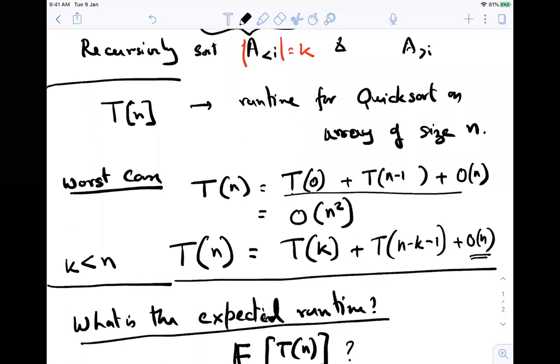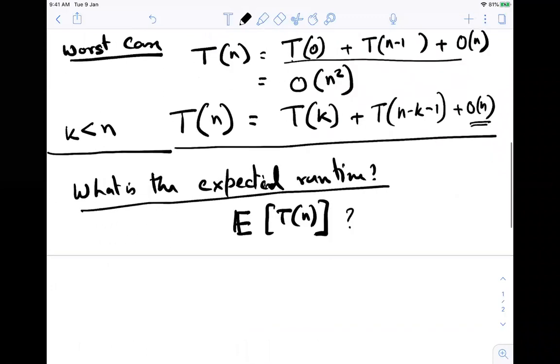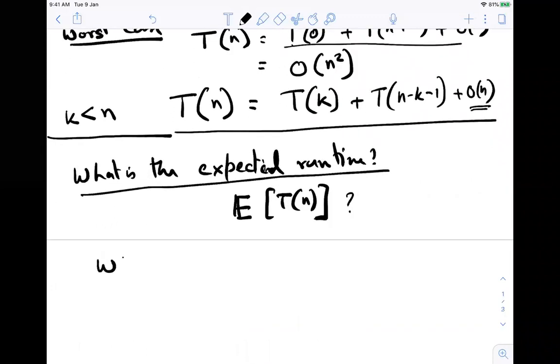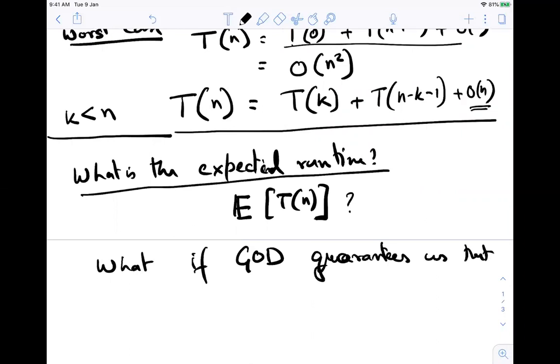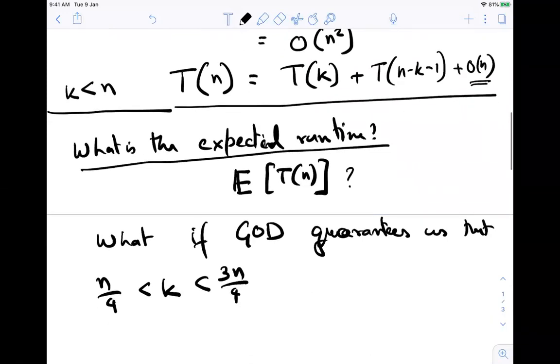Every time k is between, so say, this is something I will ask: what if, I don't know who can guarantee us, a God guarantees us, that k is between n by 4 and 3n by 4. It can be any of them. Then what is T of n? Order of n log n.